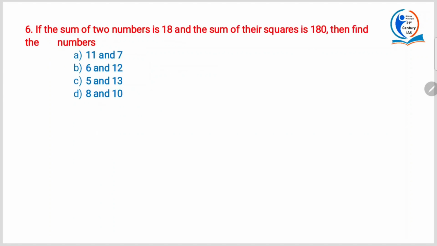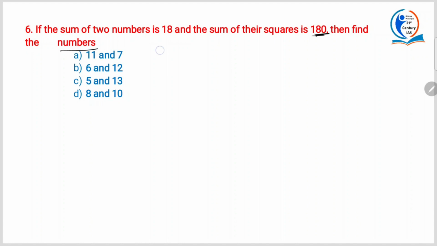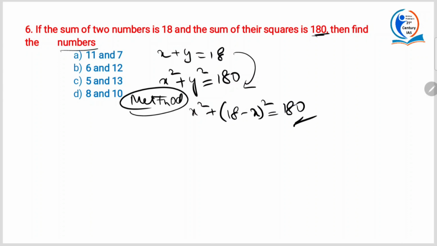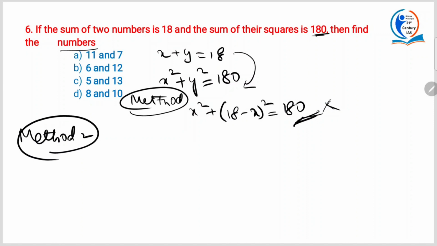Okay, now, if the sum of two numbers is 18 and the sum of their squares is 180, then find the numbers. Okay, they're saying sum of two numbers is 18 and sum of squares of numbers is 180. Okay, one method, method 1, is substituting the value of x or y in this equation, that is x square plus y square, with y as 18 minus x, no? x square plus 18 minus x whole square is equal to 180. This is one method. But this is a laborious one, so don't go for this. I'll tell you an easier method, okay?